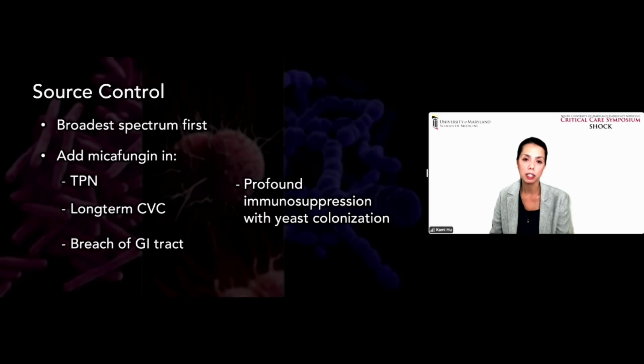A breach of the GI tract, if you think they've had a perfed bowel, if they've recently had resection and reanastomosis, consider those patients. And then anybody who's really profoundly immunosuppressed, again, that's still somewhat vague. But if you have your rheumatologic patients who are on an anti-inflammatory or an immunosuppressant, and they're also on steroids and they happen to be neutropenic, anybody who's that profoundly suppressed and very sick, they recommend considering in those as well, especially if they have a known history of yeast colonization.